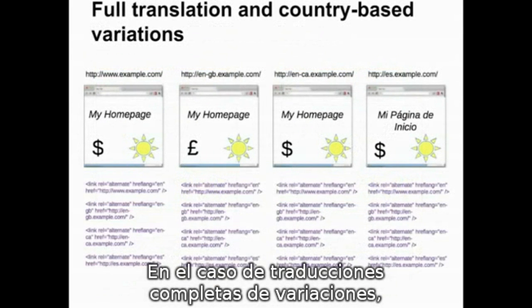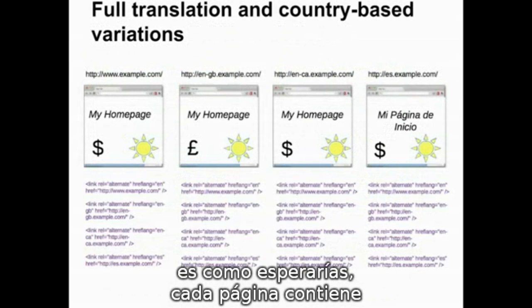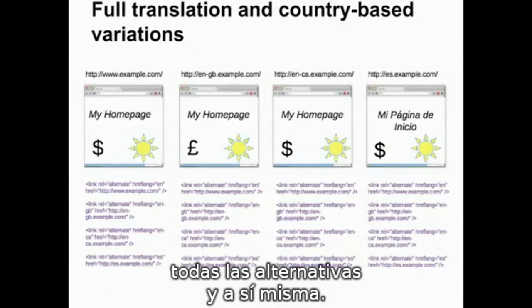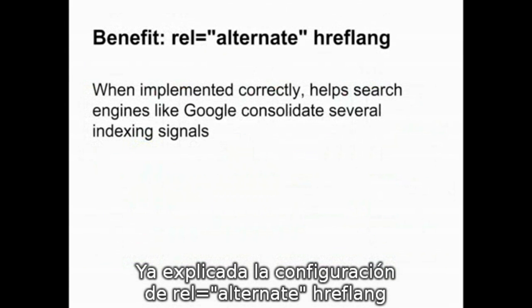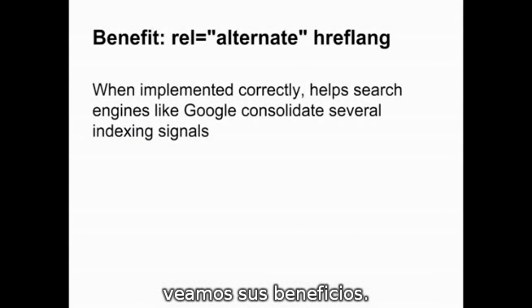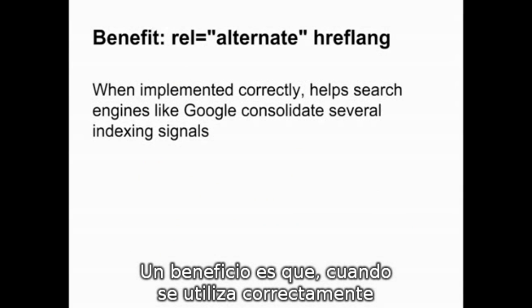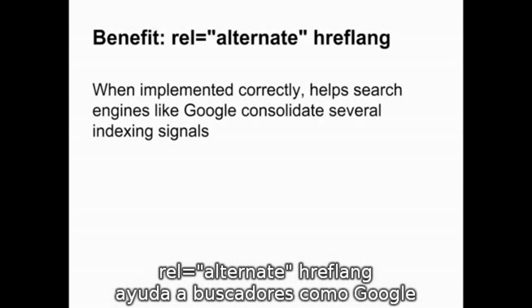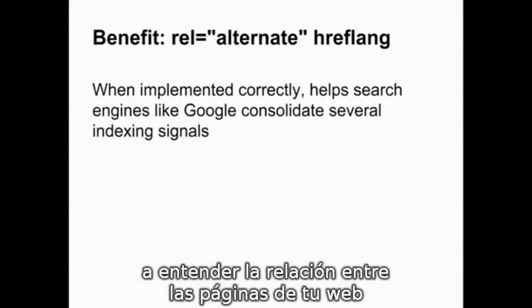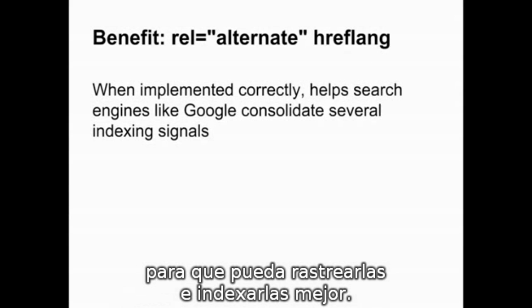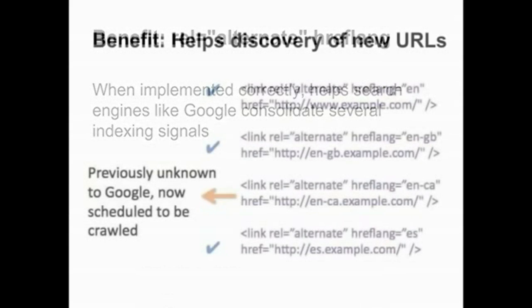For the use case of full translations with country-based language variations, it's just as you would expect. Each page lists all alternates, including itself. Now that you understand the configuration of rel alternate hreflang, let's review the benefits. One benefit is that when implemented correctly, rel alternate hreflang helps search engines like Google to understand the relationship between the pages on your site so we can more accurately crawl and index your pages.